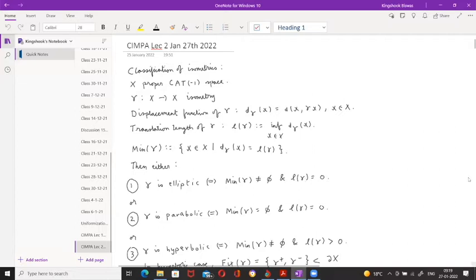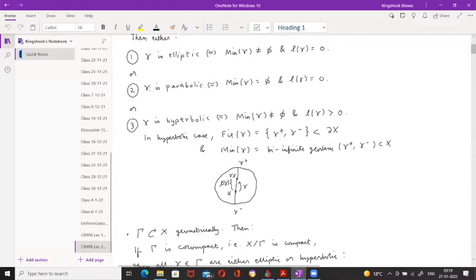Then we have the parabolic case. So the parabolic case corresponds to the case where Min(gamma) is empty. So the infimum is not attained, but the length is still zero. Okay. So that means you have points in the CAT(-1) space which move very little.